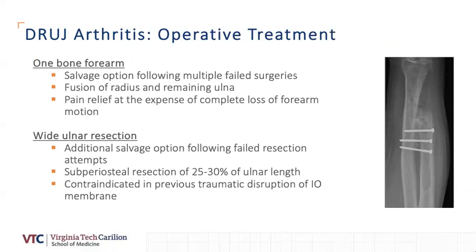So you can do a one bone forearm. So this is just where you're going to fuse the radius and the remaining ulna. And it's very reliable, helps with pain relief, but the expense is that you are going to completely lose forearm motion. And you can also do a wide ulnar resection, also a salvage procedure, subperiosteal resection of 25 to 30% of the ulnar length. And again, this is going to be contraindicated in previous traumatic disruption of the IO membrane.